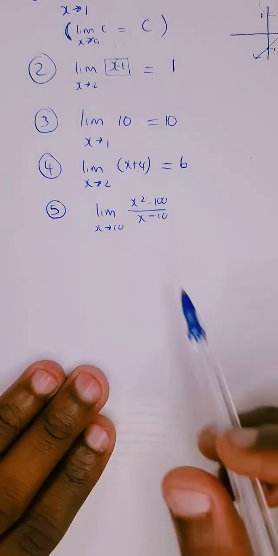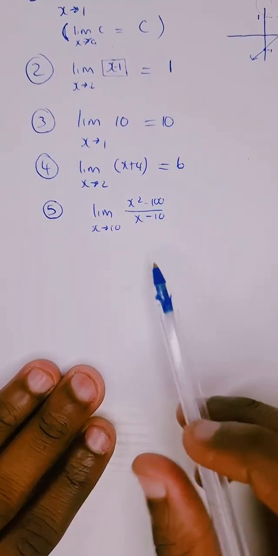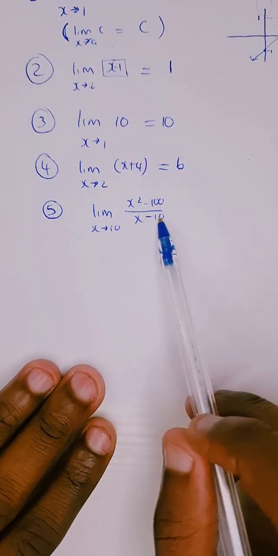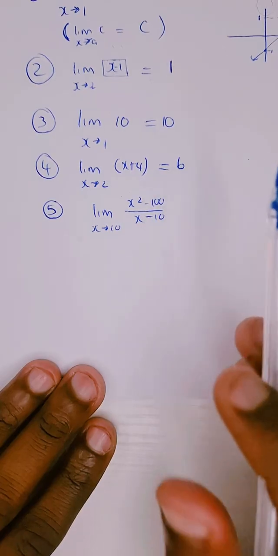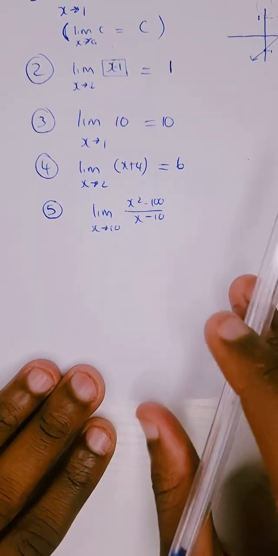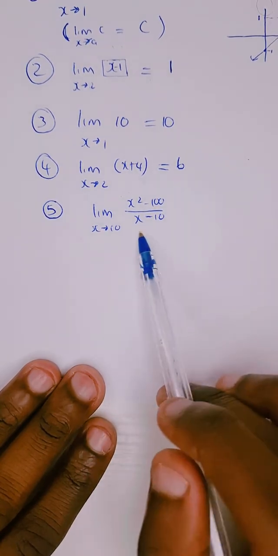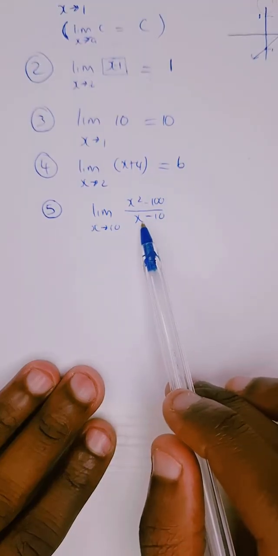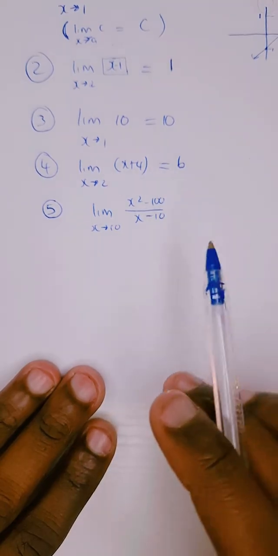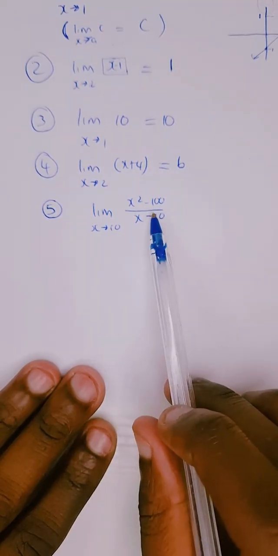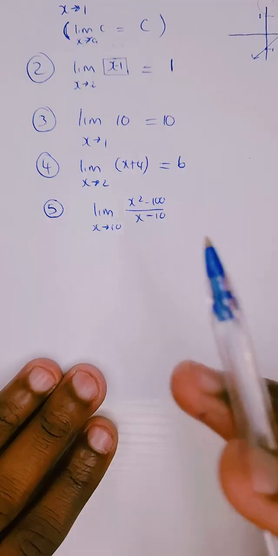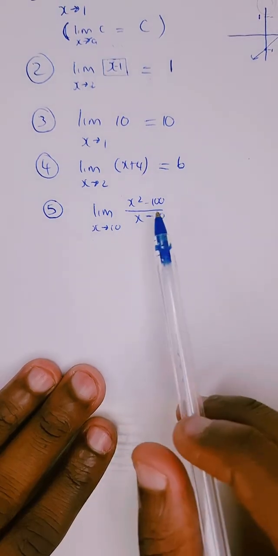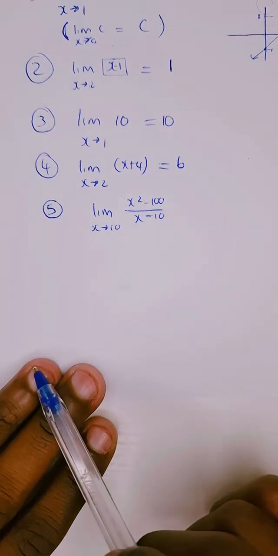So here, guys, there's a few steps that we perform because we see that upon substitution, in the denominator, 10 minus 10 is 0. That's where the function is not defined. The function is not defined at 10. So as x approaches 10, we are interested specifically in what the limit of the function is as x approaches 10 from left and right.